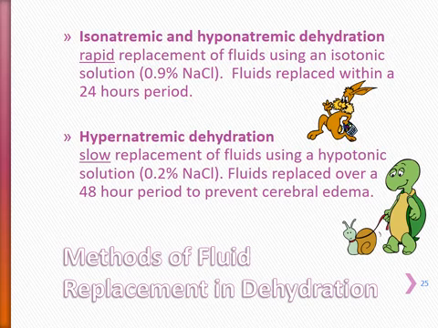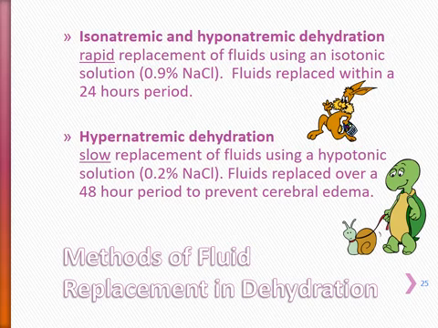With hypernatremic dehydration, it's slow replacement of fluids using a hypotonic solution. So again, a low 0.2 NaCl, and then the fluids are replaced over a 48-hour period. Because of the way water and nutrients move in and out of the brain, we don't want to contribute to cerebral edema. So we want to prevent cerebral edema. So in this type of dehydration, we have to use a slow replacement of fluid.